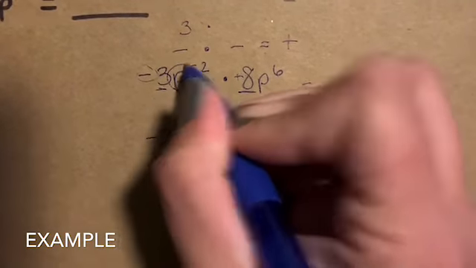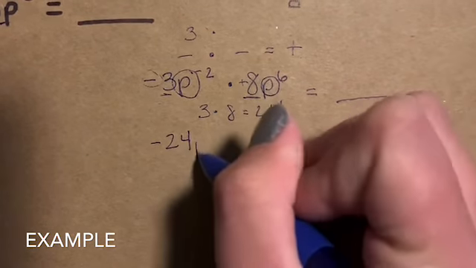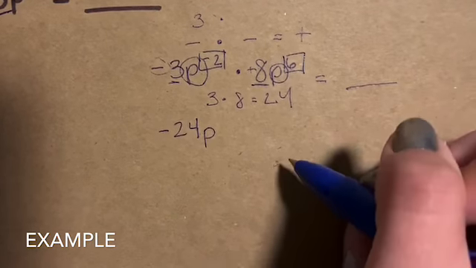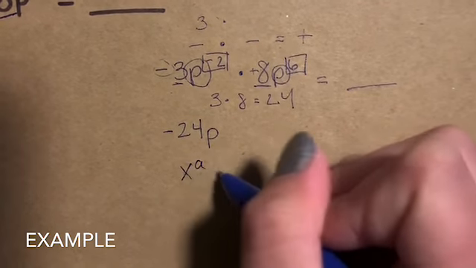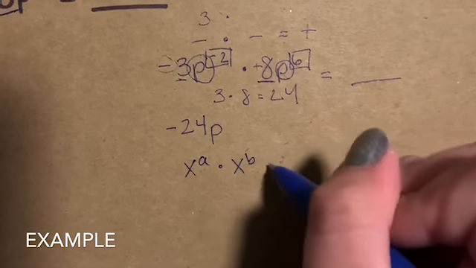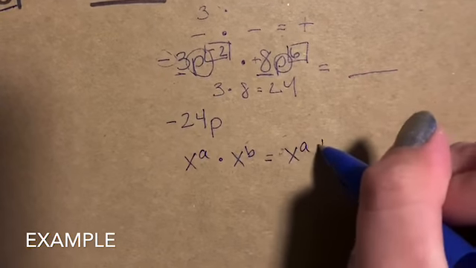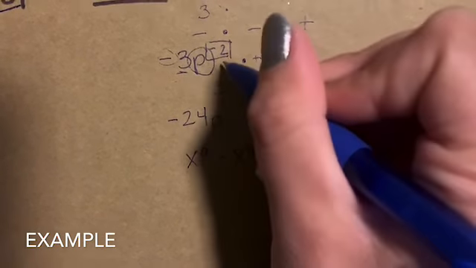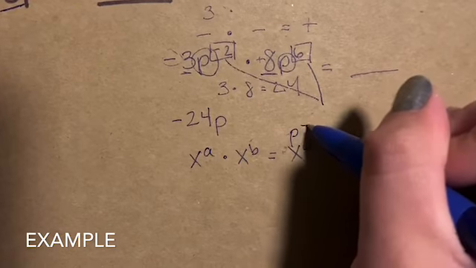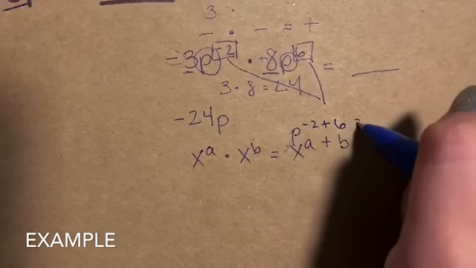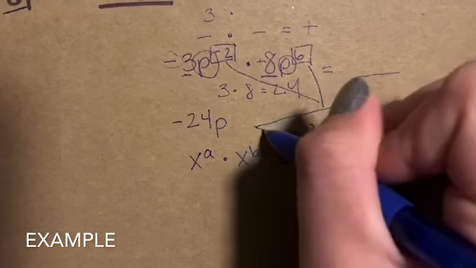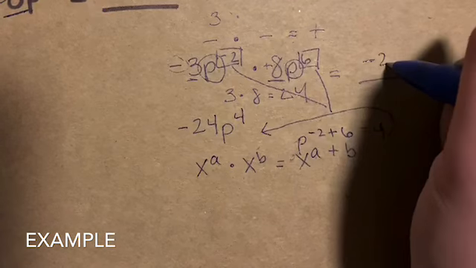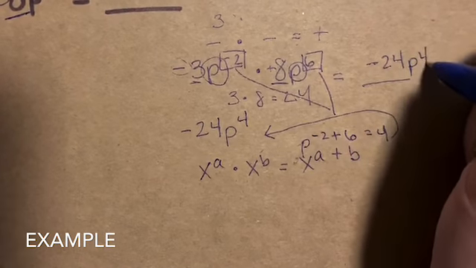Next, you look at the variables. Since they're the same, you just use the product rule, which is x to the power of a times x to the power of b equals x to the power of a plus b. That would mean that negative 2 plus 6 equals 4. P to the power of 4. Your overall answer is negative 24 p to the 4th power.